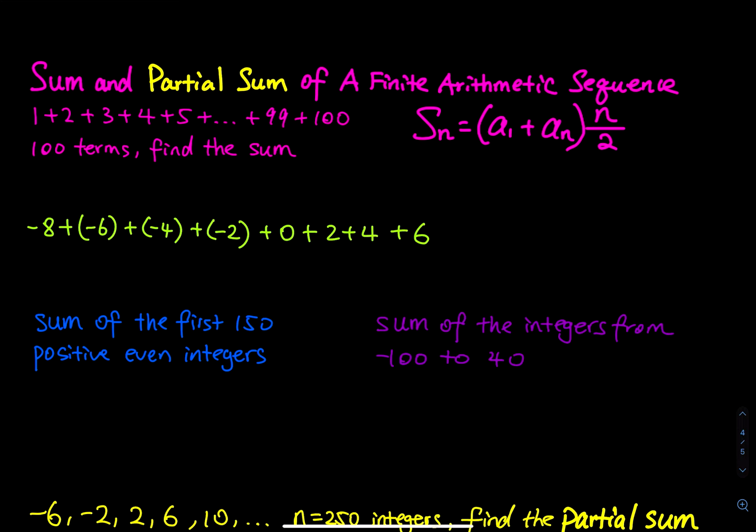All right, so let's put this on the first basic arithmetic sequence. So we have 100 terms. That is equal to the first term is 1, and then the last term is 100, and then you multiply by the number of terms, which is 100, and then divided by 2. So this is also equal to 50. So that is the sum of the arithmetic sequence.